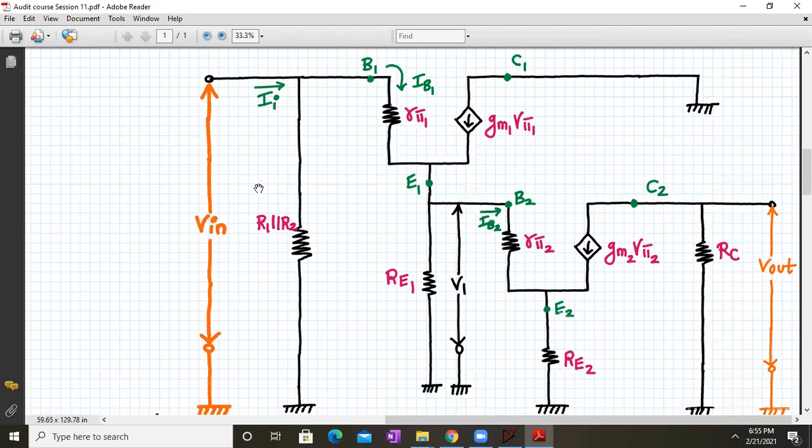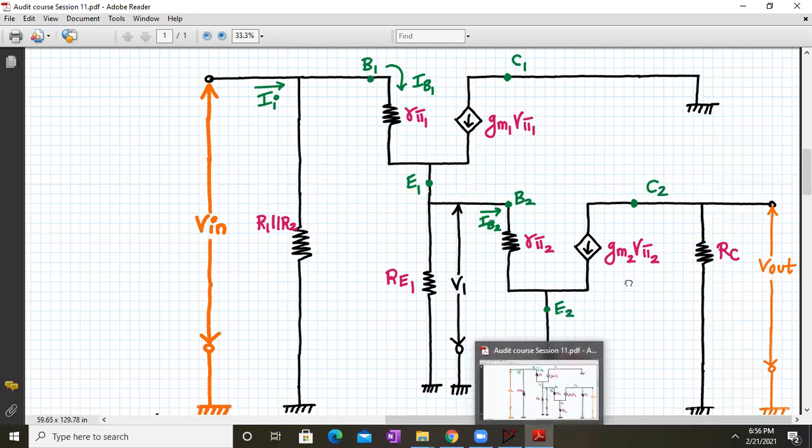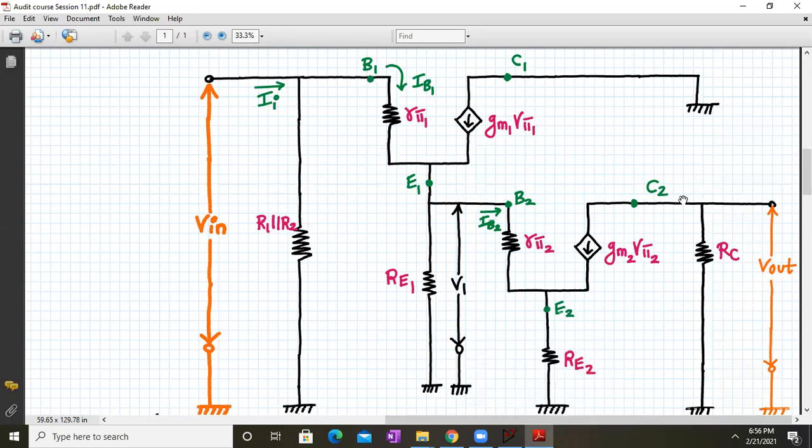So here we have input, then we have R1 parallel to R2. Then we replace this transistor by its hybrid pi model, which is Rpi, and current source will be gm into Vpi, gm1 into Vpi1. This is the base 1, collector 1, and emitter 1 terminal. This is the base current entering. And then from here we have RE1. Okay. And then again we have another transistor whose emitter 1 of the first stage is connected to base 2. So here again we have drawn the hybrid pi equivalent model, and RE2 is unbypassed. So we have drawn RE2 as it is. And the output is taken across the collector resistor, which is RC.